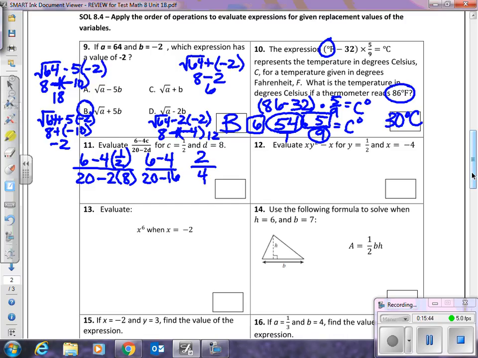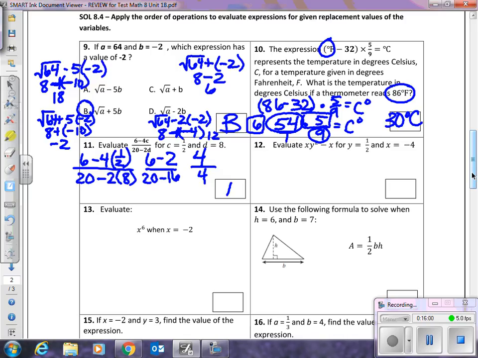Sorry, I did the top wrong. It's not 2 up there. I'm switching my numbers. Half of 4 is 2, so 6 minus 2 is 4. There we go. I had my numbers switched around. All right, so now that we have 4 over 4, 4 divided by 4 is 1.